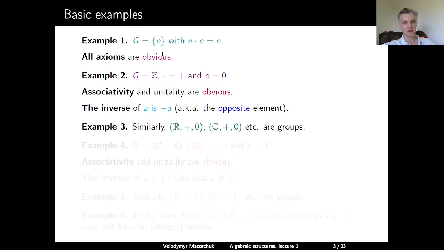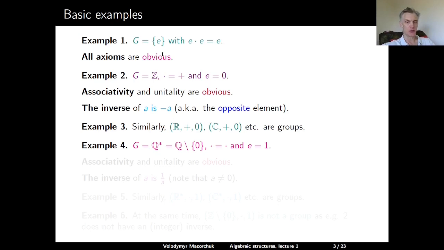And exactly in the same spirit, the set of all real numbers with respect to addition and with the neutral element 0, and the set of all complex numbers with respect to addition and with neutral element 0, they are also groups. Next example. Consider as a set G the set of all non-zero rational numbers.